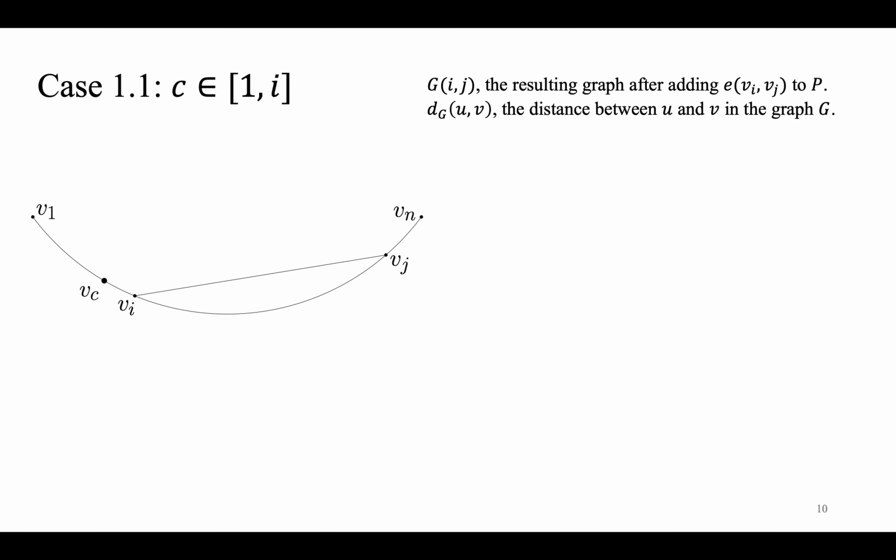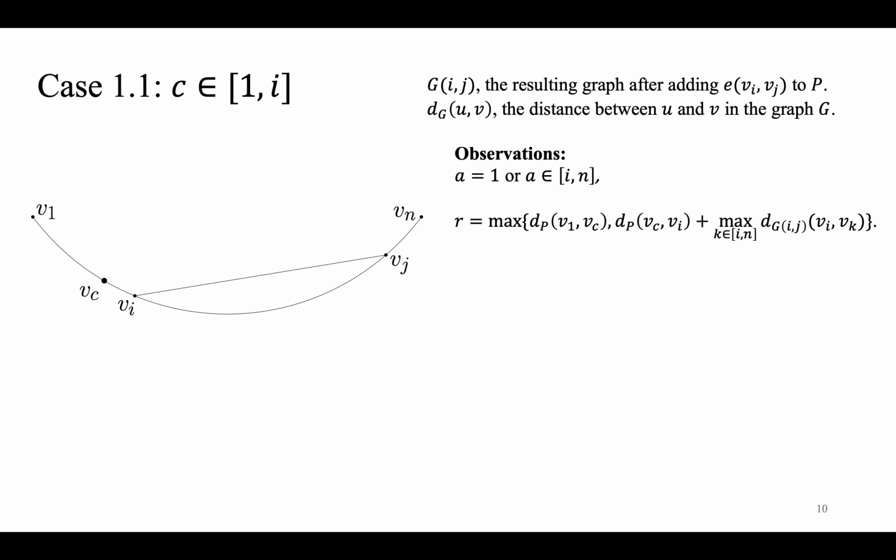dG(u,v) is the distance between u and v in the graph G. We have an observation that the farthest vertex is either V1 or some vertex lying on the subpath between Vi and Vn. Then the radius is either the distance from V1 to Vc, or the distance from Vc to Vi plus the farthest distance from Vi to all vertices on the subpath between Vi and Vn.